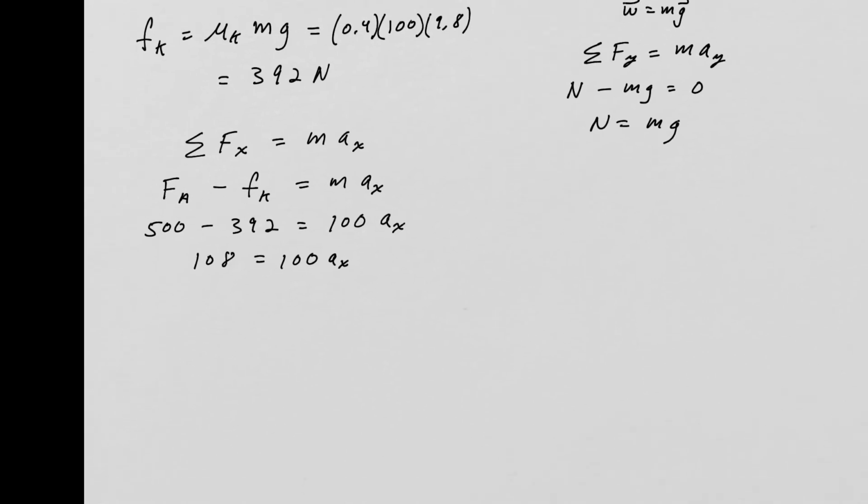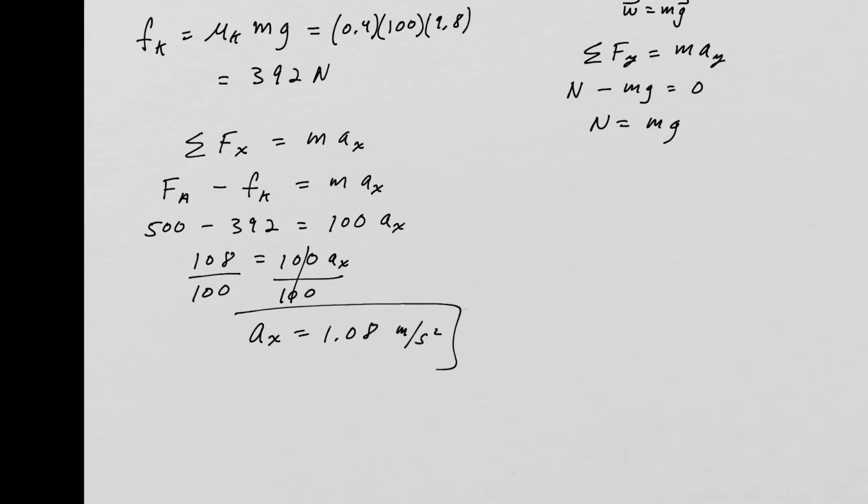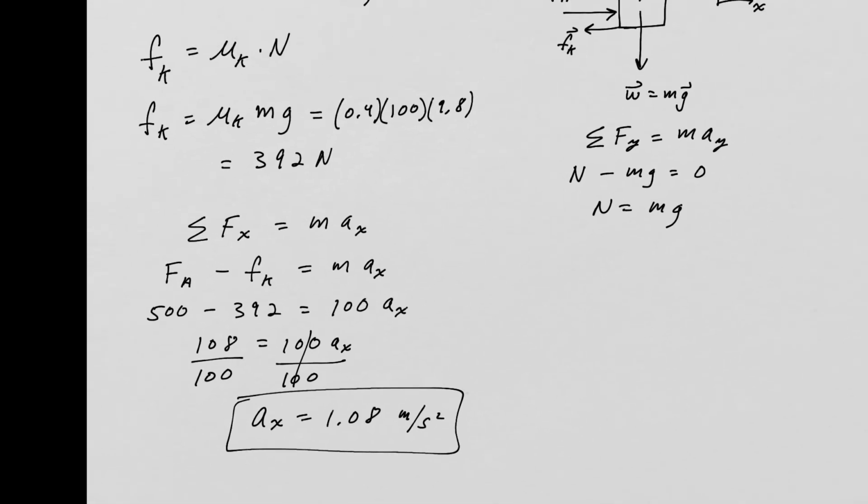And then finally, if I divide by 100, then I have my answer, right? That cancels. So ax, the acceleration in this case, is going to be like 1.08 meters per second squared. So that would be the acceleration. So we have the magnitude of the kinetic frictional force, and we found the acceleration.